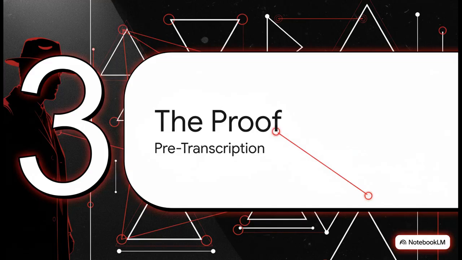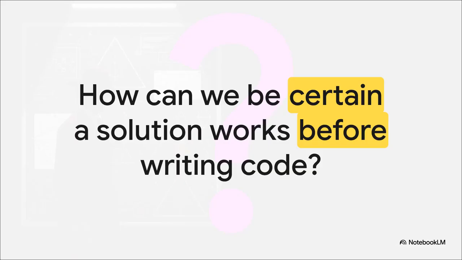Okay, we have our navigation strategy and our essential tool. But hold on. We are not writing any code yet. No way. A real detective proves their theory before they make the arrest. For us, this is the most important step, the pre-transcription validation. This is our proof. And this, right here, is the question that separates the amateurs from the pros. How can we be 100% certain this whole plan is going to work?